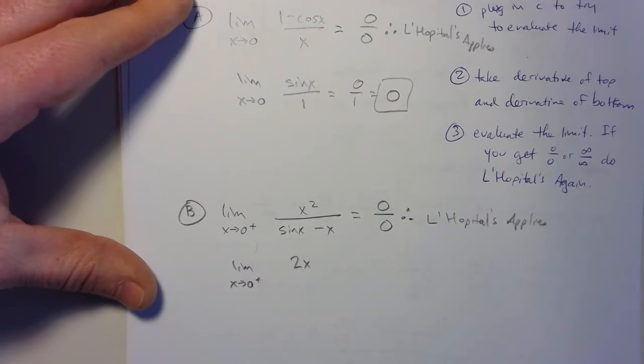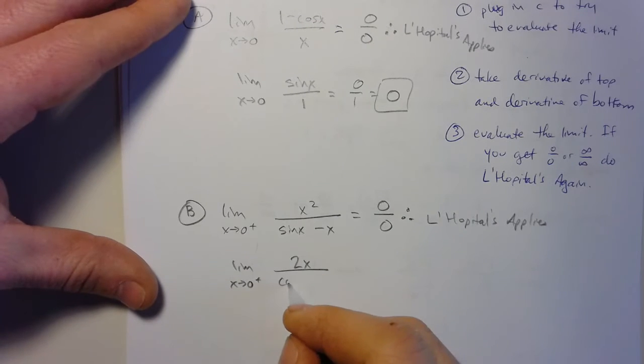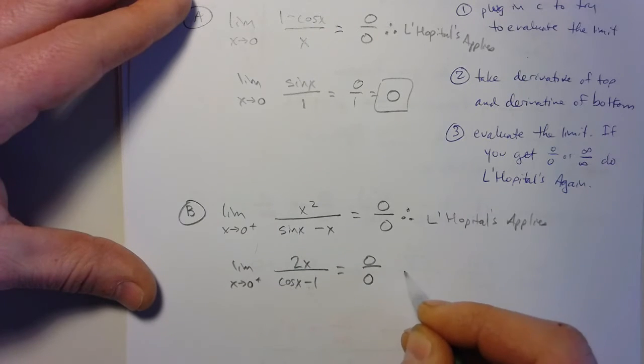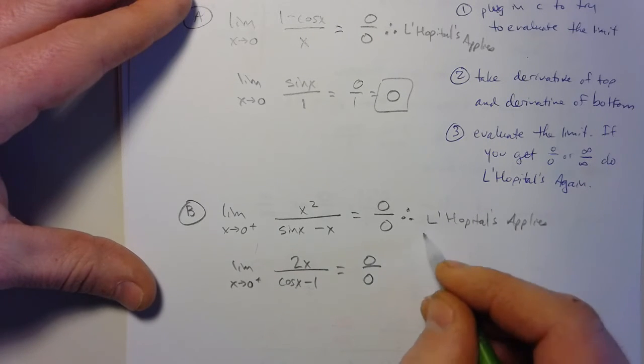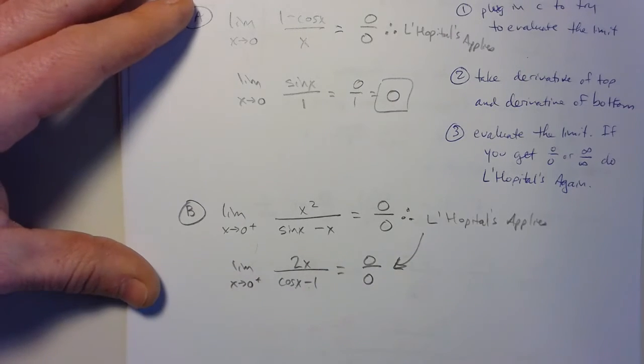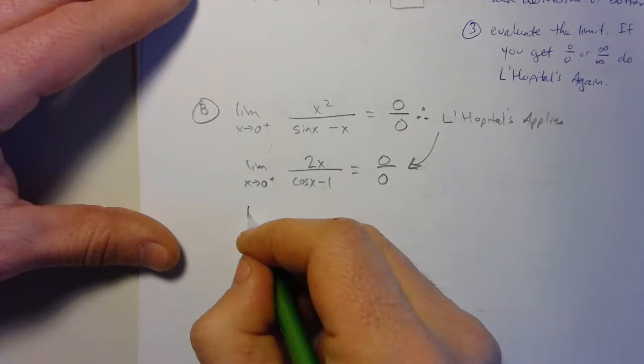Okay, you must write this limit here. Derivative of the top. It's cosine of x minus 1. Okay. Now let's plug it in. We get 0 on top. We get 1 minus 1, so we get 0 on the bottom. Okay, so L'Hopital's applies again. I'm not going to write it out. I'm just going to say, hey, look, L'Hopital's applies. So let's go and take the derivative again.